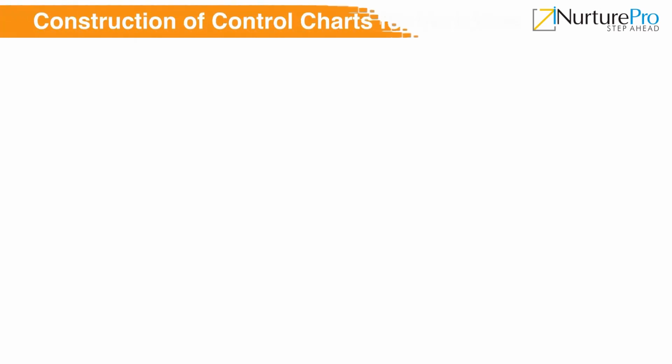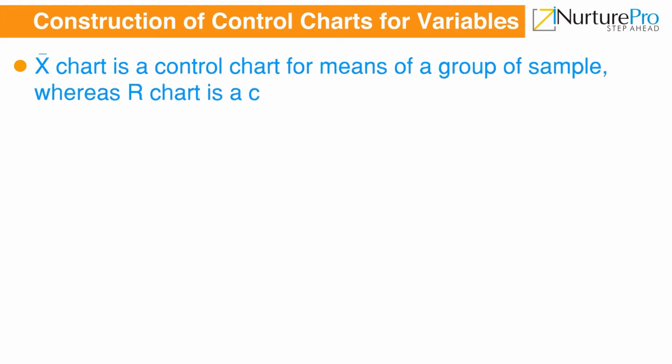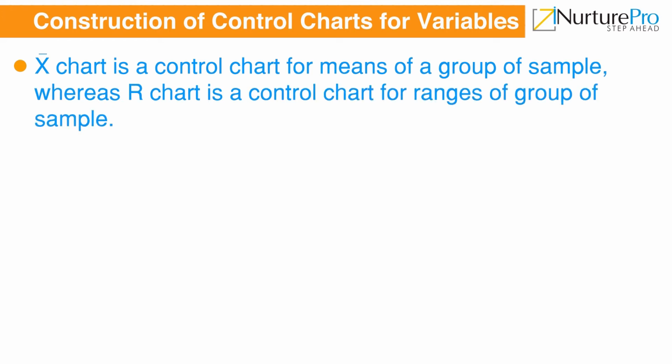Under the control charts for variables, X bar and R charts are constructed. These charts are used to monitor process behavior and results over a period of time. X bar chart is a control chart for means of a group of samples, whereas R chart is a control chart for ranges of a group of samples.